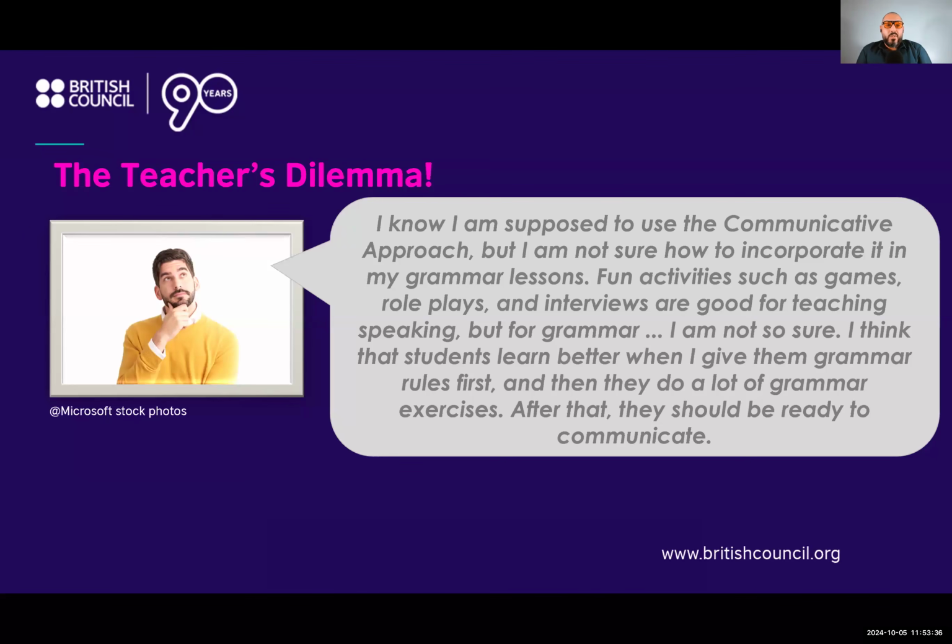So he thinks that students learn better when he gives them grammar rules first, and then they do a lot of grammar exercises. And after that, they should be ready to communicate. And when he gives the learners the opportunity to communicate, learners really face lots of issues, right? They struggle. Okay, great. That's the first problem. And don't worry, we're going to offer some solutions for that.